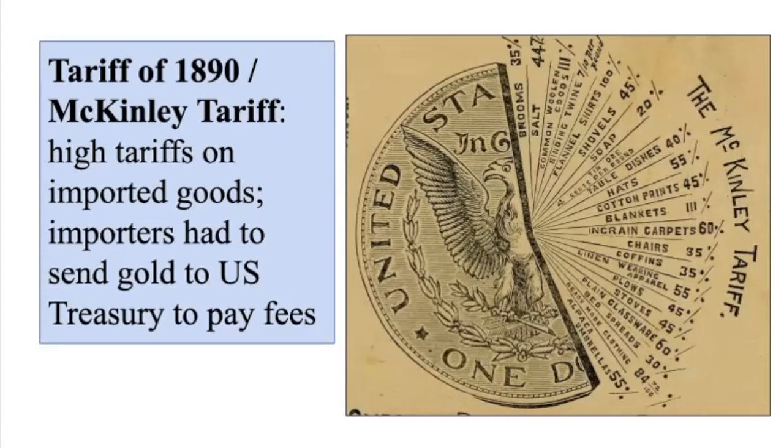But the Tariff of 1890 also required importers to send gold to the U.S. Treasury to pay importation fees. This is where we get to the gold standard bit. When lenders called in loans from Western farmers, they often wanted solid coin to be certain of the payment, no computer transfer. And with the tariff, that coin was becoming increasingly scarce.